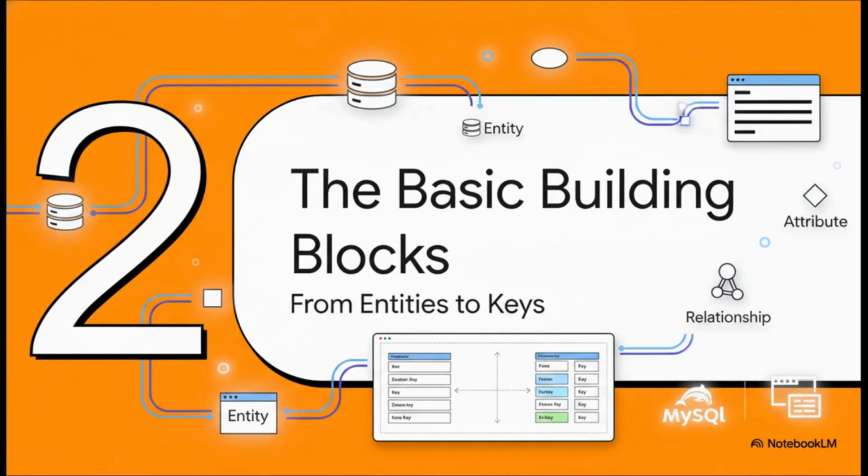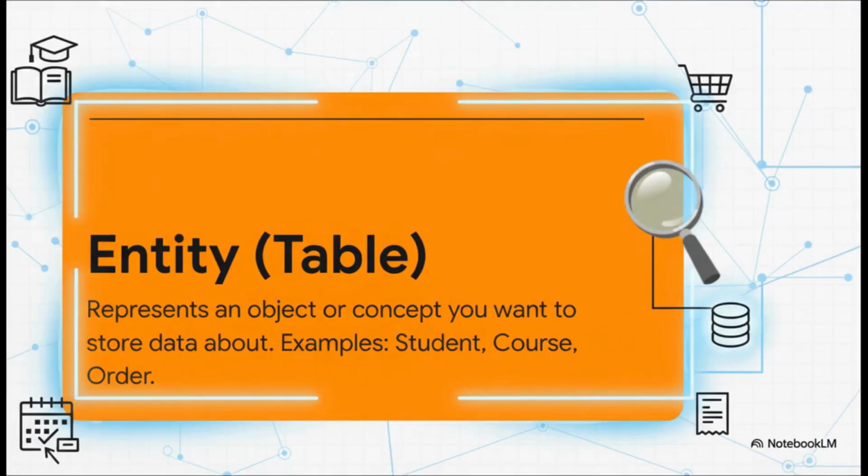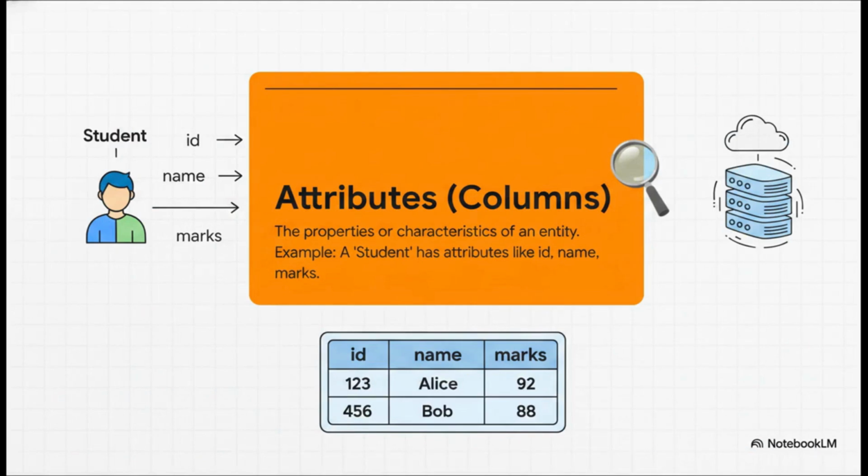Okay, so to build this blueprint, we've got to understand the parts we're working with. So let's quickly go over the fundamental building blocks of any good ER diagram. First up, we have the entity. This is just the main thing or concept you want to store information about. Things like a student, a course, or an order. In your database, every single one of these entities gets its own table. Now, an entity isn't very useful without details, right? These details are called attributes. So if your entity is student, its attributes are things like ID, name, and marks. And you guessed it, these become the columns inside your table.